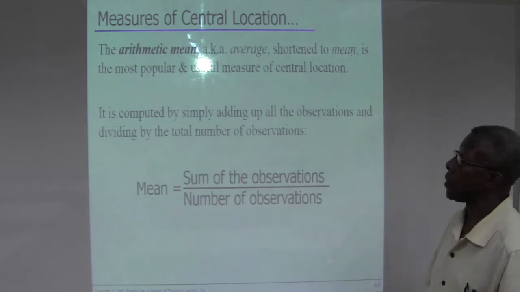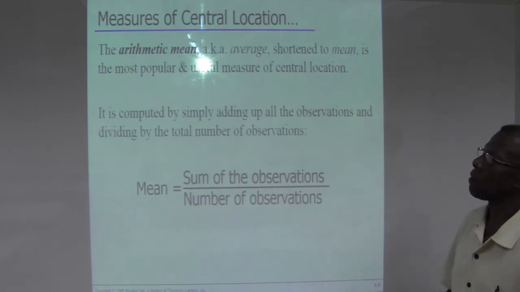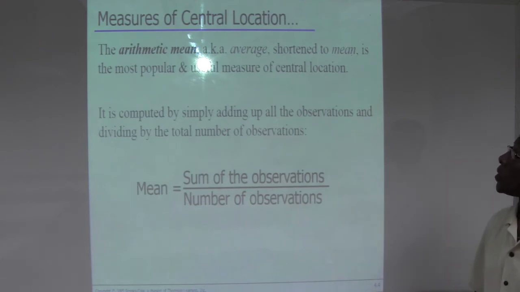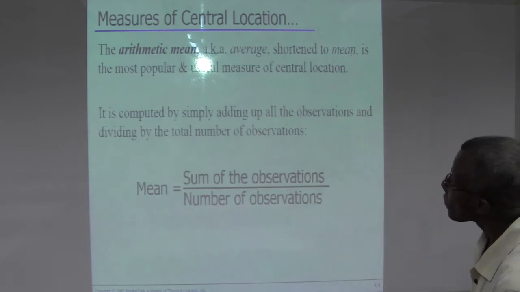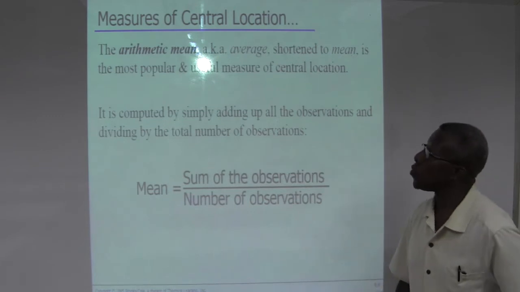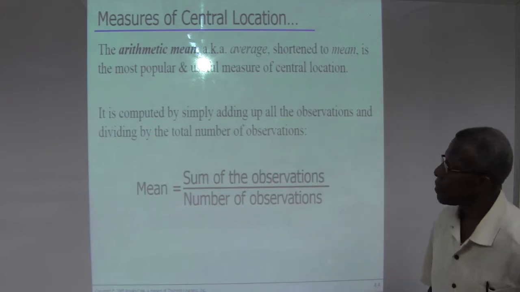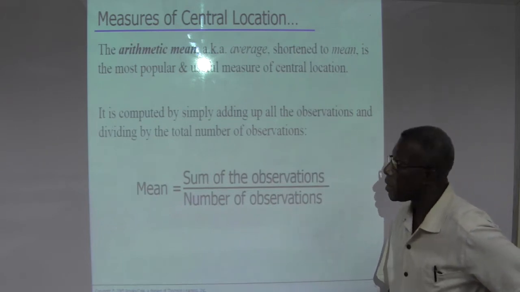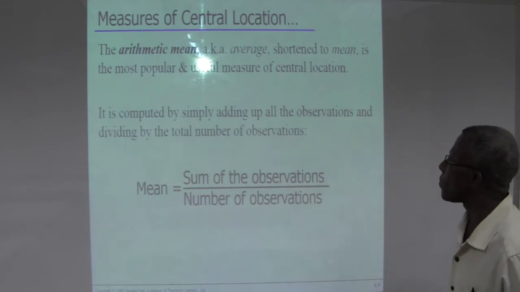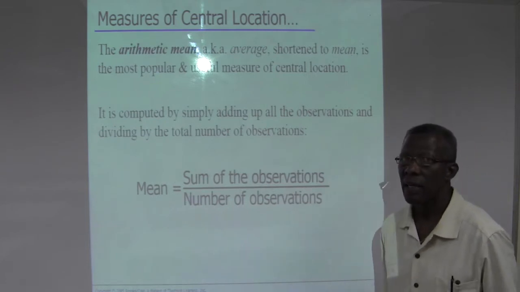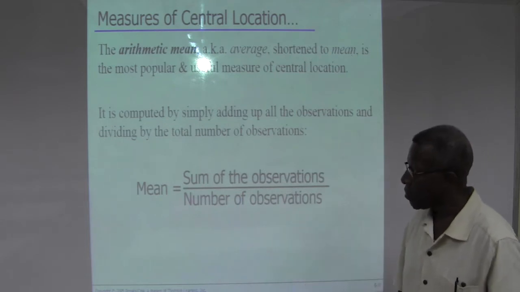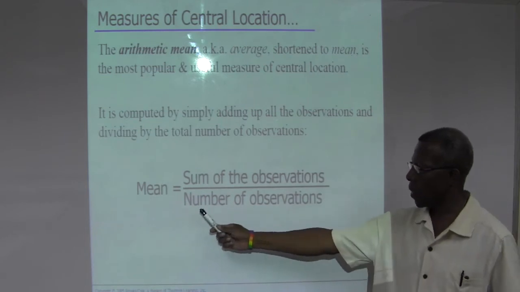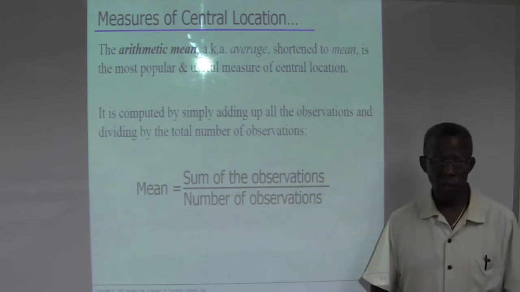Measures of central location, we do the first one: the arithmetic mean, also known as the average. Sometimes we just use the term mean. This means the same thing. As I say, it's the most popular and useful measure of central location. It's computed simply by adding up all the observations and dividing by the total number of observations. This is shown here: mean equals sum of observations divided by number of observations.